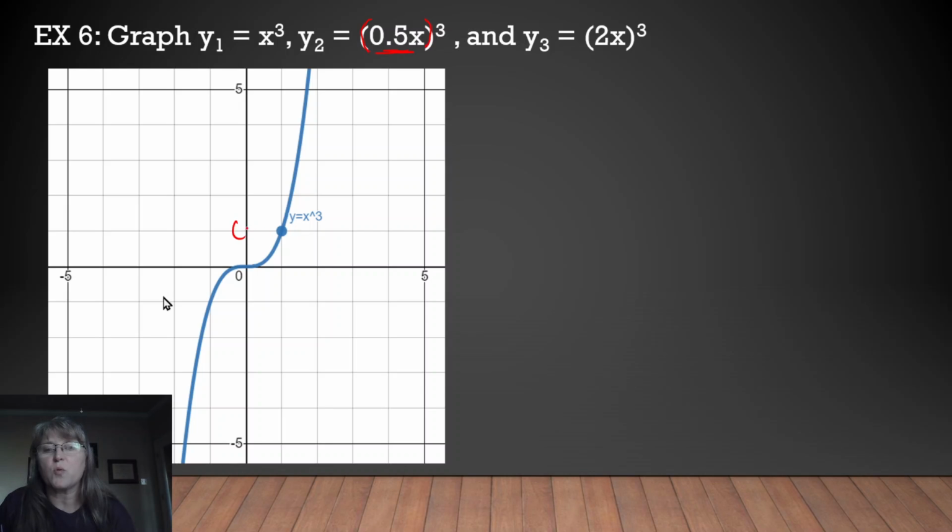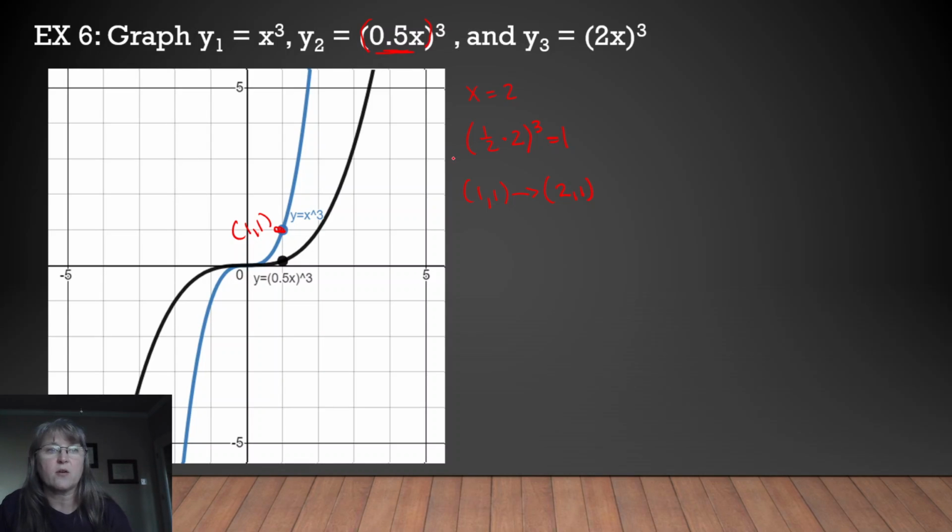I know it goes through this point 1, 1. But how does the new function get to 1? Where do I get that same y value? Well, I would have to use x equals 2, right? Because now I'm going to have 1/2 times 2, and then I'm going to cube it to get 1. So instead of having the point 1, 1, I will have the point 2, 1. And the function actually looks like this black curve. So you can see that this point here gets moved outward.